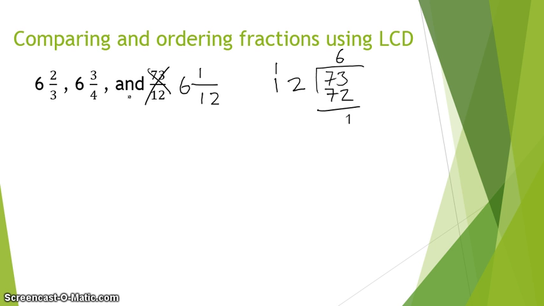Now I can find my common denominator. So I have 3, 4, and 12. Both 3 and 4 go into 12. So my new common denominator is going to be 12.